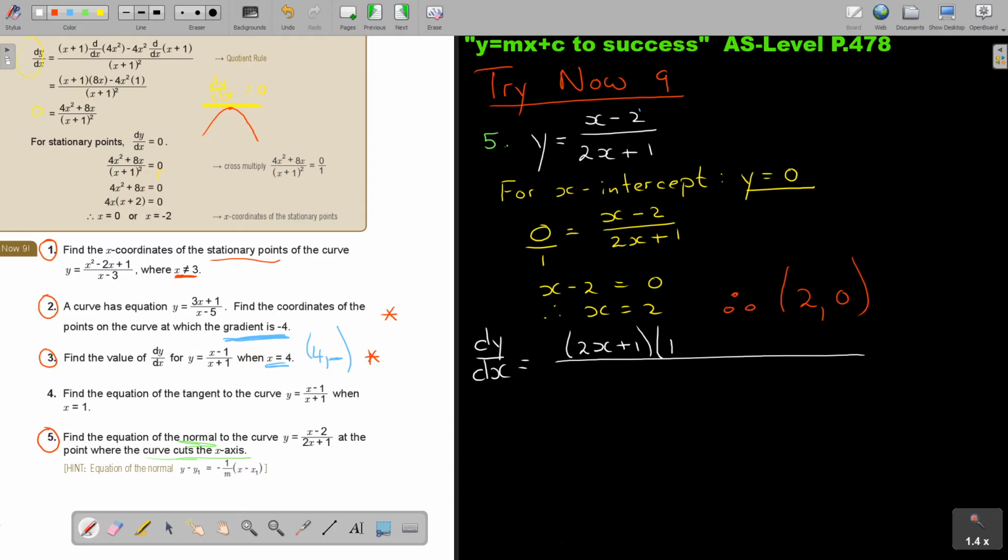Differentiate the numerator. Subtract. Rewrite the numerator. Differentiate the denominator. And then it's going to be (2x + 1) squared. And I want to simplify. So it's going to be 2x plus 1.